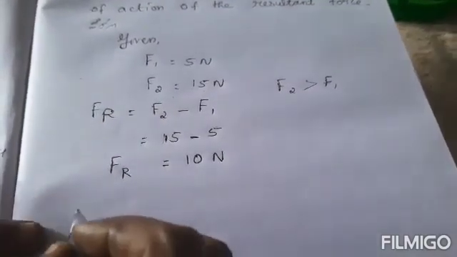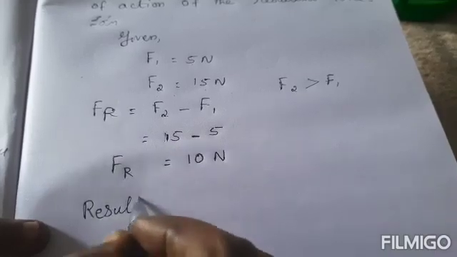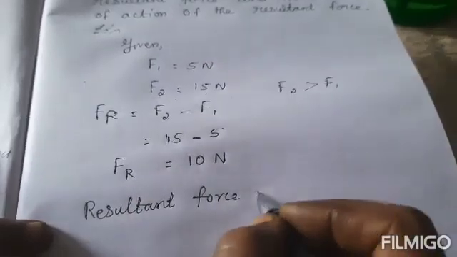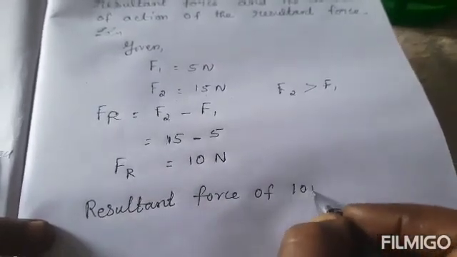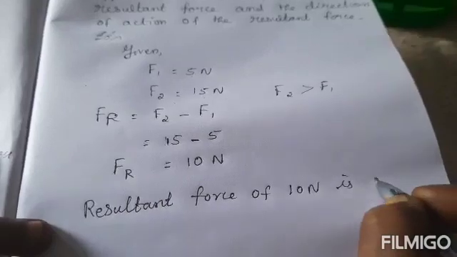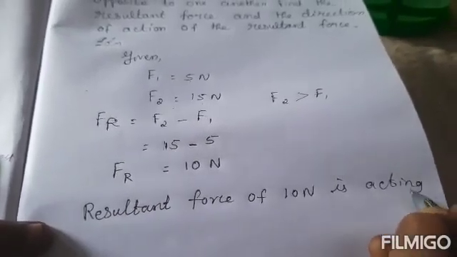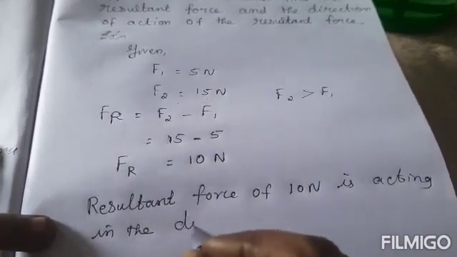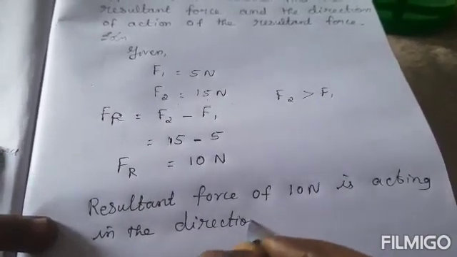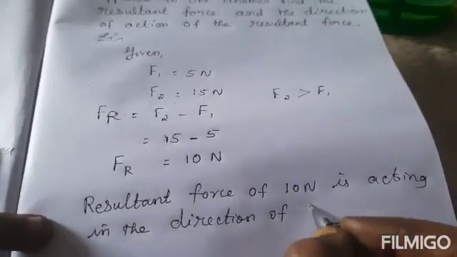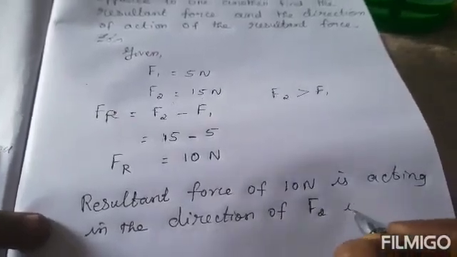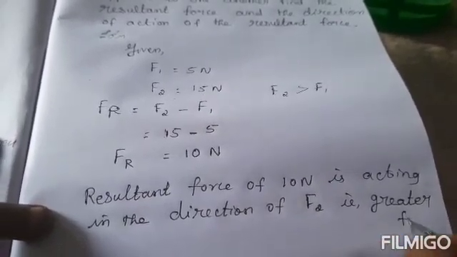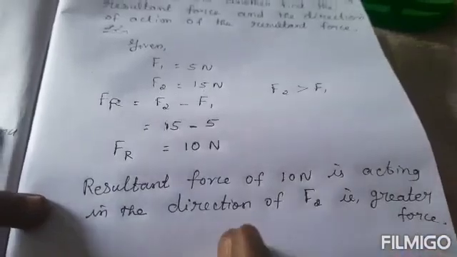So you write the resultant force of 10 Newton is acting in the direction of F2. That is the greater force. Can you understand this problem?